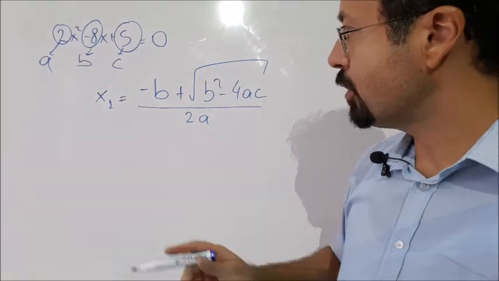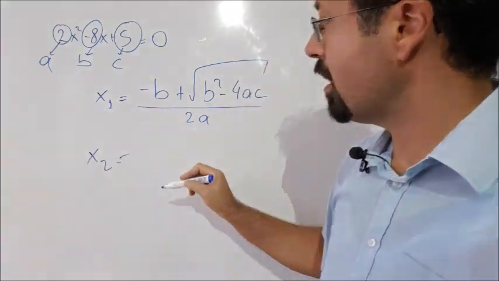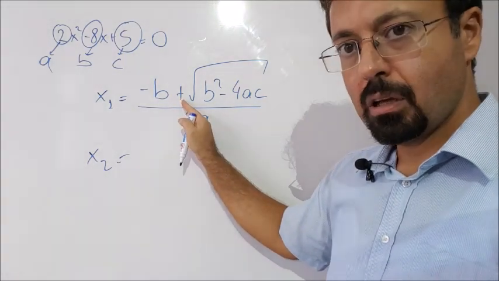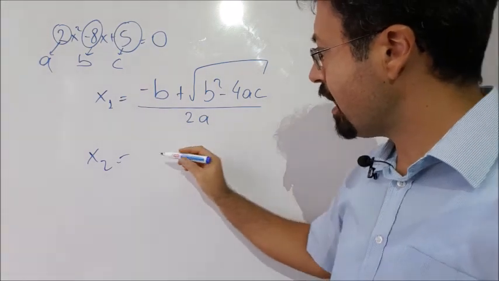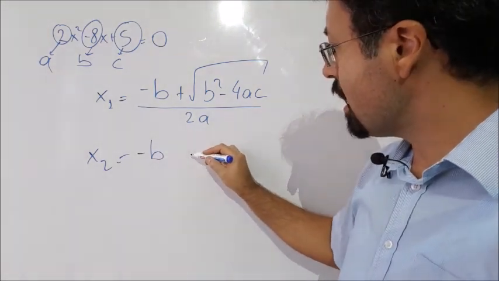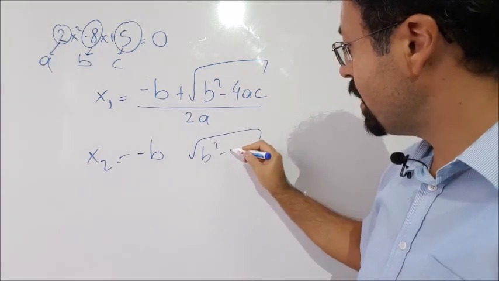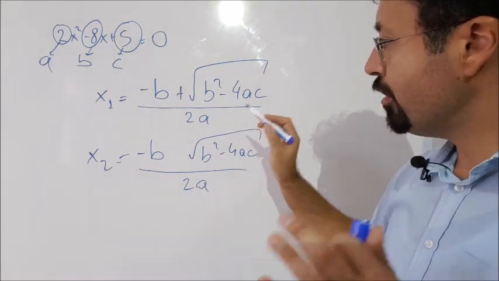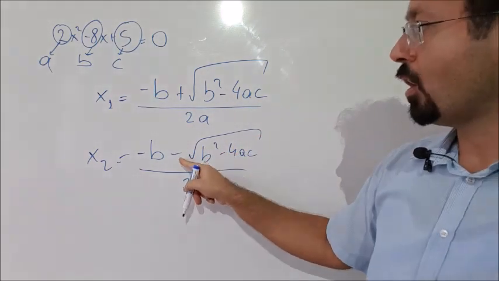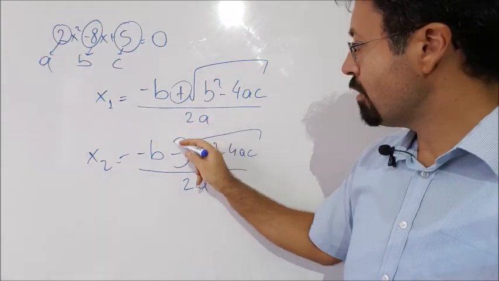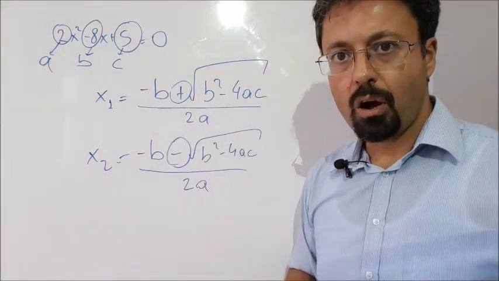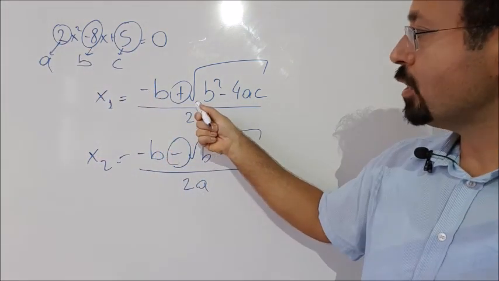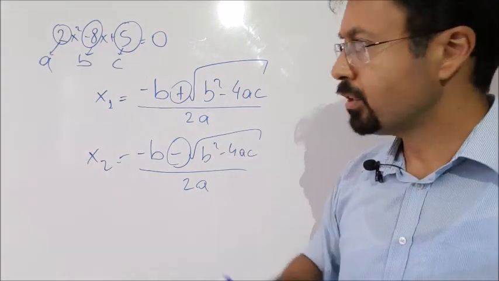And the second root is very similar, guys. The only thing that's different here is this sign. The entire thing is the same: minus b, square root of b squared minus 4ac over 2a. The only thing that's different is this sign here. So here we got plus, here we got minus. And what do we need to do here? We need to put those values where they belong. Put them in their places.